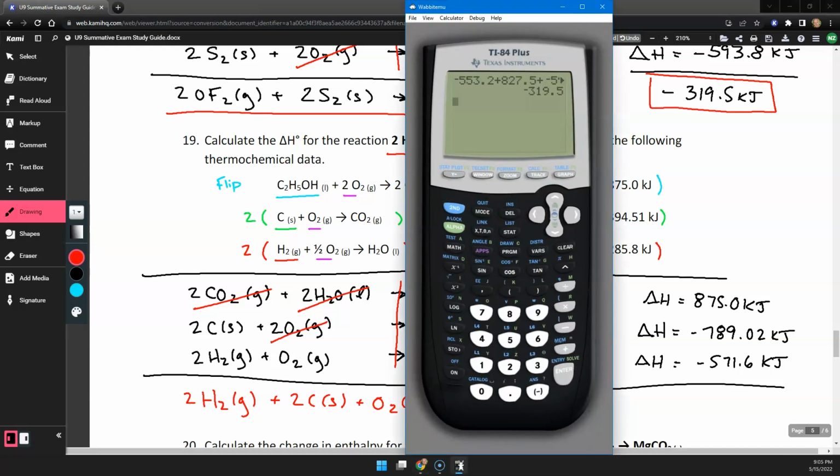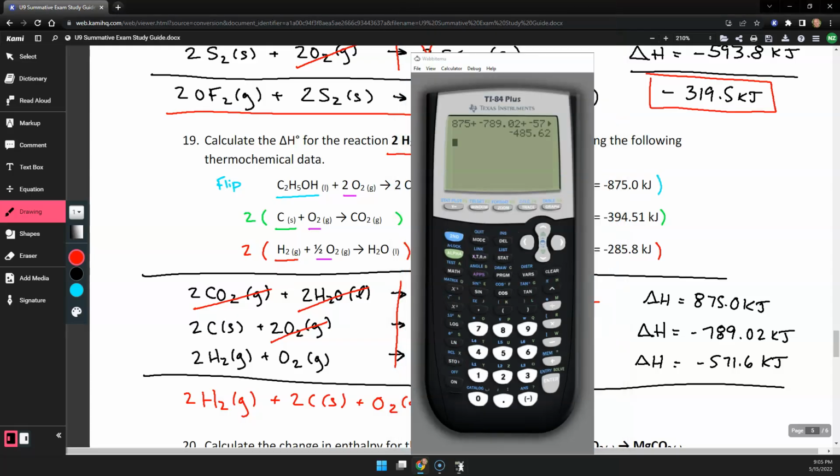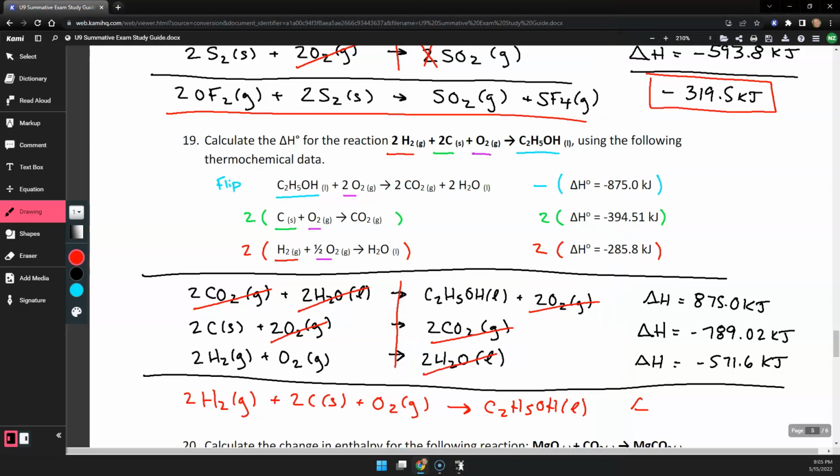And let's go ahead and add up our 3 delta H values. So we have 875, we have negative 789.02, and then we have negative 571.6. All right, so negative 485.62 kilojoules. And that's going to be our answer right there.